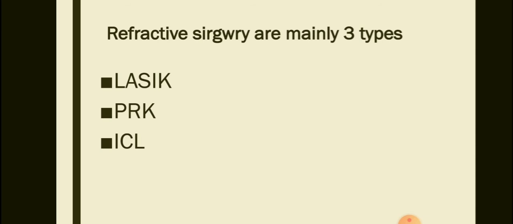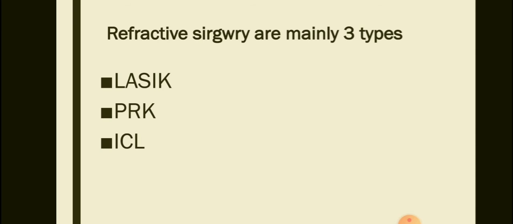Suppose the person's refractive error is increasing. So after performing refractive surgery, his refractive error will still increase. So it will be useless to perform refractive surgery there, as it is ultimately of no use, since the patient's refractive error is increasing. So the refractive error should be in a stable position, then only we can perform refractive surgery.